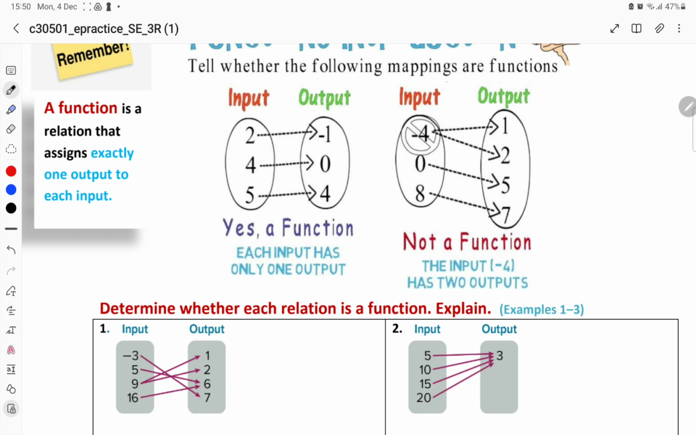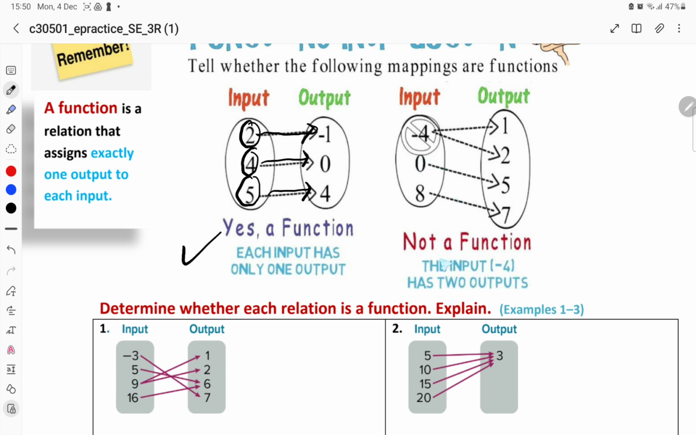Why? We have two things, input and output. There is an arrow going from the input to the output. Here we said yes, it's a function. Why? Because each input, the 2, the 4, the 5, has only one output. Only one output. So we said yes, it's a function.